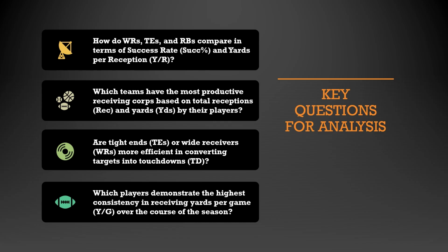Here are some of the key questions I have for analysis. The first one is, how do wide receivers, tight ends, and running backs compare in terms of success rate and yards per reception? The second one is, which teams have the most productive receiving corps based on total receptions and yards by their players? My third question is, are tight ends or wide receivers more efficient in converting targets to touchdowns? Finally, which players demonstrate the highest consistency in receiving yards per game over the course of the season?